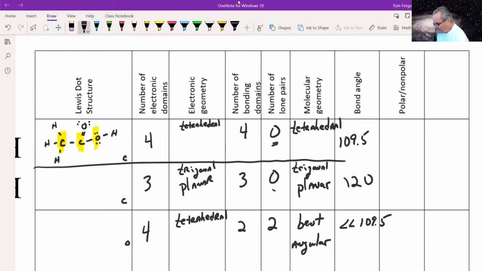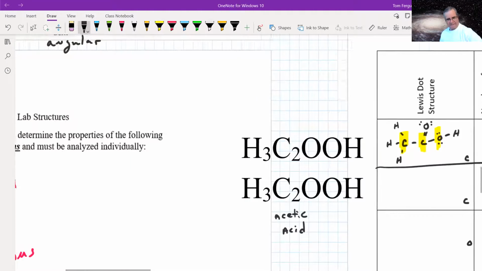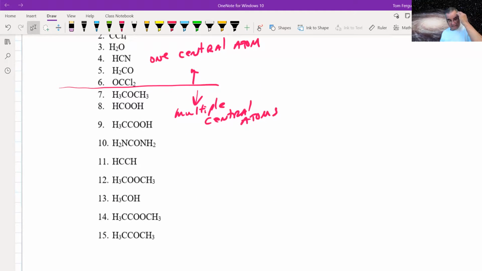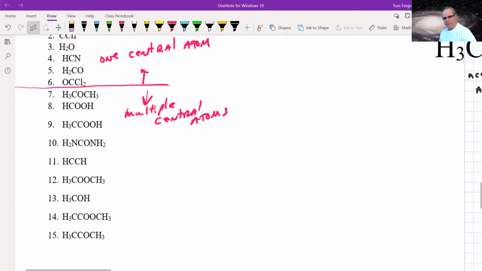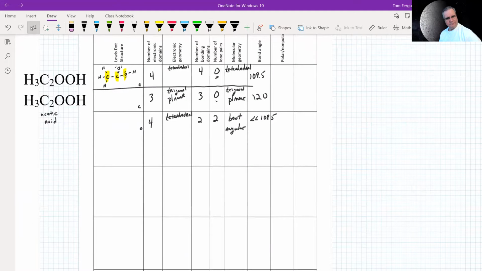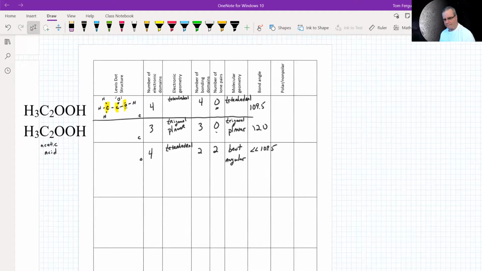Okay, so that's some examples of multi-central atoms, and I gave you lots of practice on that. And in Canvas modules, I give you the answers to all of these. Now, again, it depends. There are alternate structures for all these as well. So if you choose a structure that's different than mine, your VSEPR analysis is going to be different than mine. Okay, so I'm going to end this now.